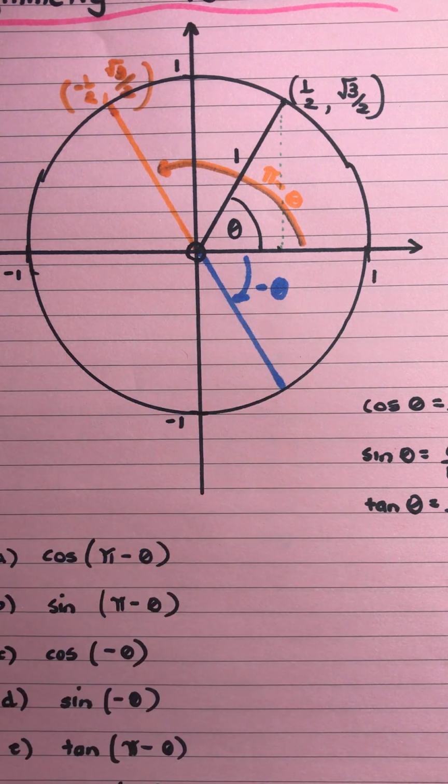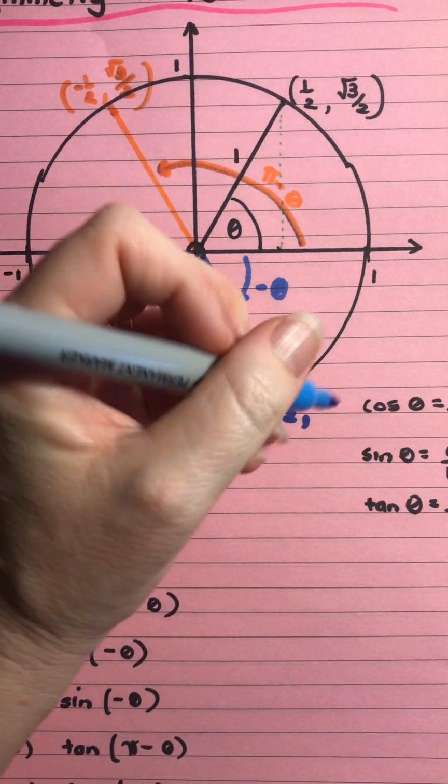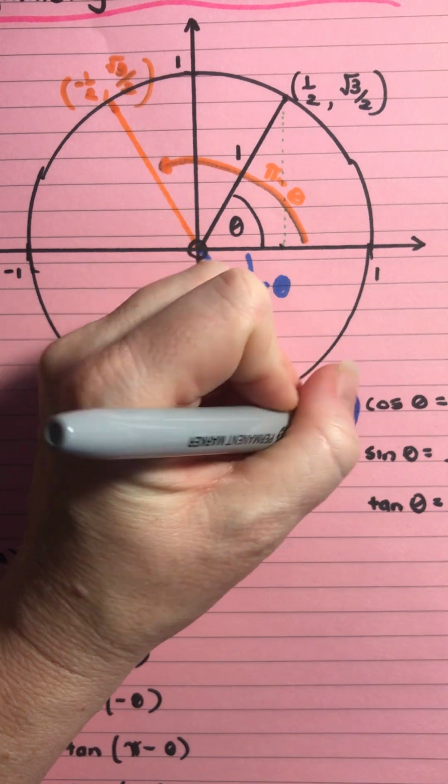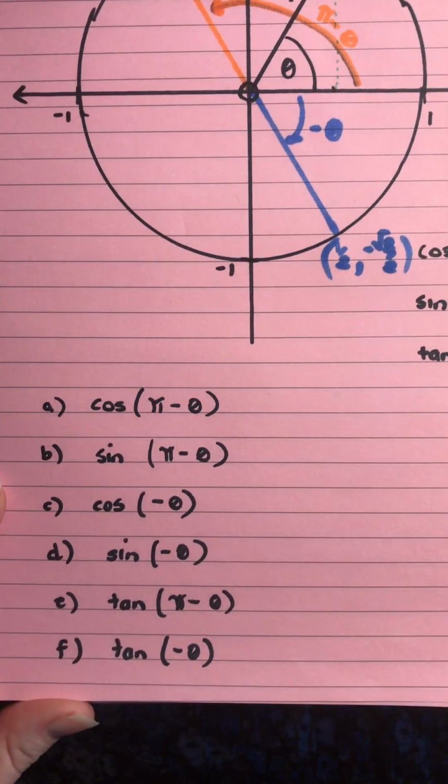Over here with our blue line, we can see that our x remained the same. So our half stayed the same, but now we've got negative root 3 on 2 for our y coordinate. I realise those numbers are a little bit fuzzy, but hopefully that makes sense. So then we can work through some things here.